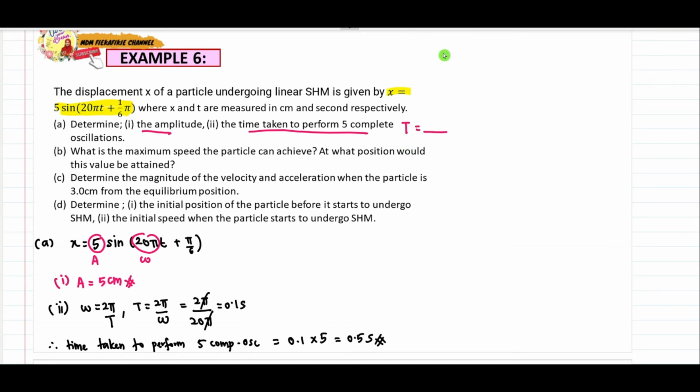And then let's proceed to part B. How to calculate the maximum speed of the particle. So V maximum, the equation is equal to A omega. For this case, we have the value of A, where A is equal to 5 cm. If you don't convert to meters, the answer must be in centimeters per second. So 5, omega we already got 20 pi. So V maximum should be equal to 100 pi centimeter per second.